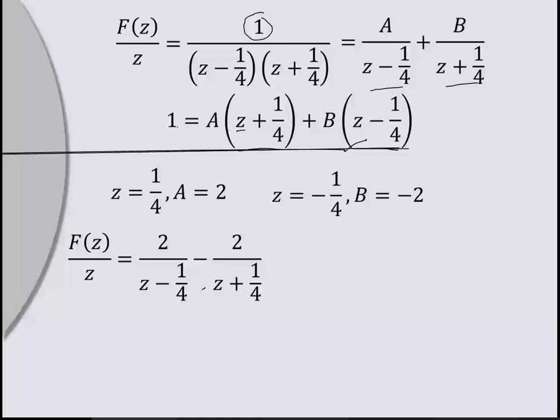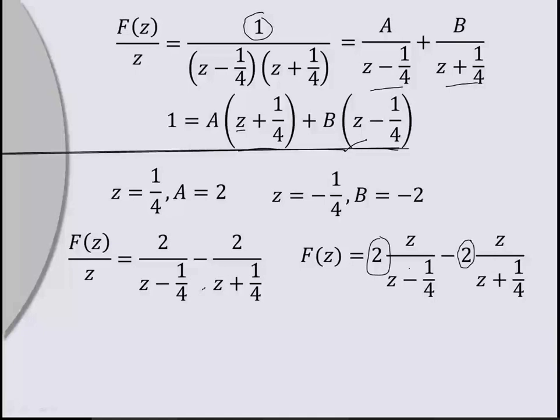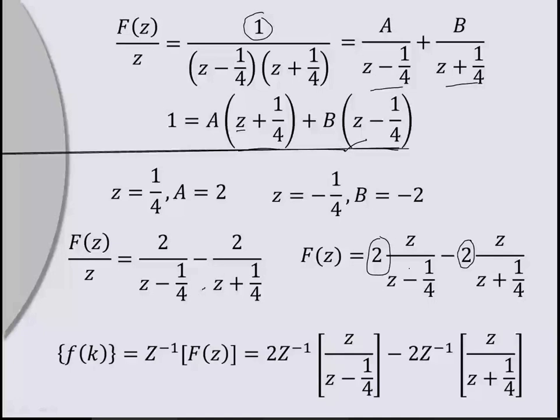So by taking z to the other side, f of z becomes 2 into z upon z minus 1 by 4 minus 2 into z upon z plus 1 by 4. And now take inverse on both sides. 2 is a constant, so we can take the constant term out and find the inverse z of these two separately. So f of k, that is z inverse of f of z, is equal to 2 into z inverse of z upon z minus 1 by 4 minus 2 into z inverse of z upon z plus 1 by 4. Okay, and we know the condition on mod z. Mod z is less than 1 by 4.